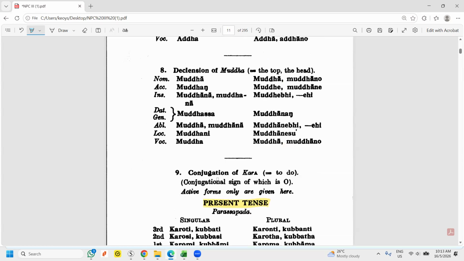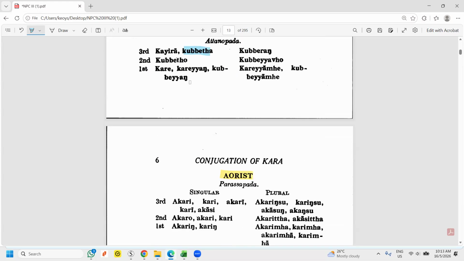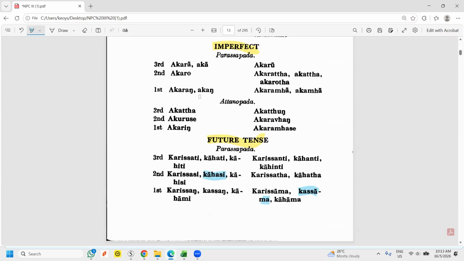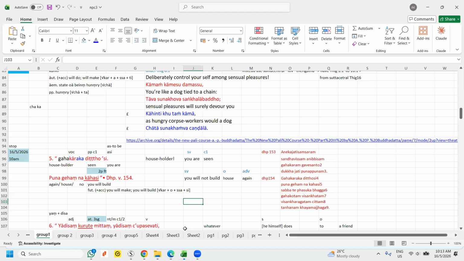So this is present tense, imperative, potential, aorist, imperfect, future. Can you see kahasi, the blue one, highlighted: second person, future tense. This is parasmaipada, that is kahasi. This is the highlight so that it's easy for you to search. Because the word comes from the root ka also, this is: you will build. Plus na, you will not build. So this whole line combined means: you will not build.